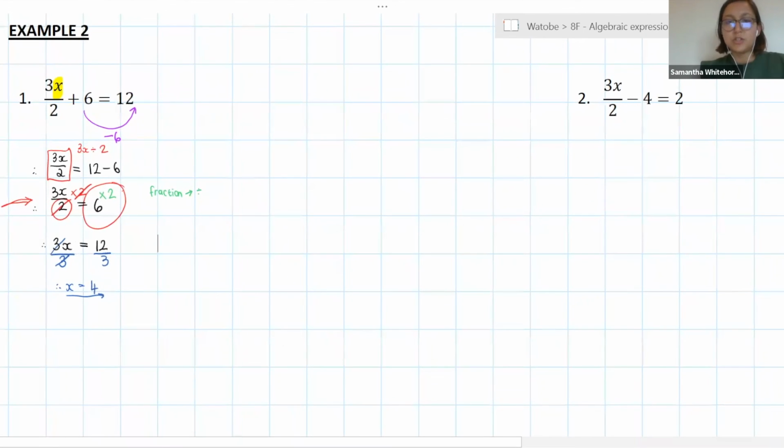Right, the sum is question 2. It's 3x divided by 2 minus 4 is equal to 2.